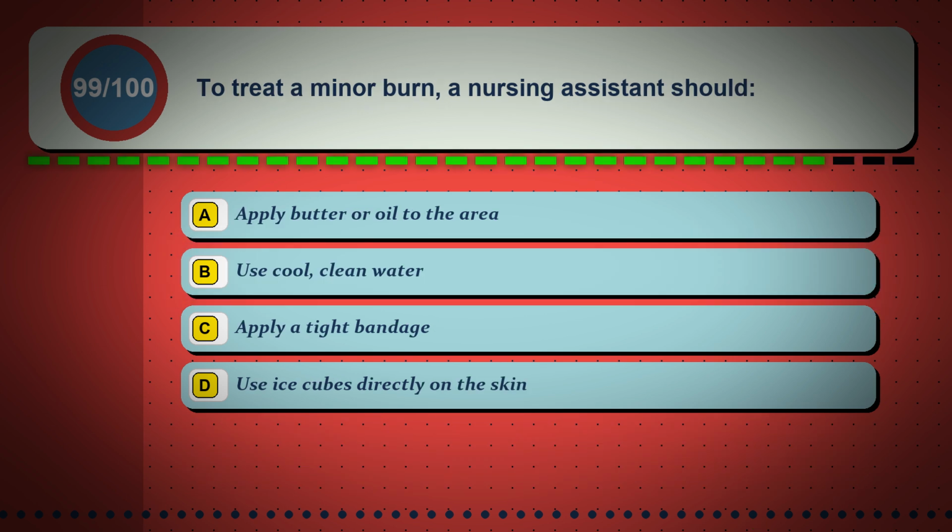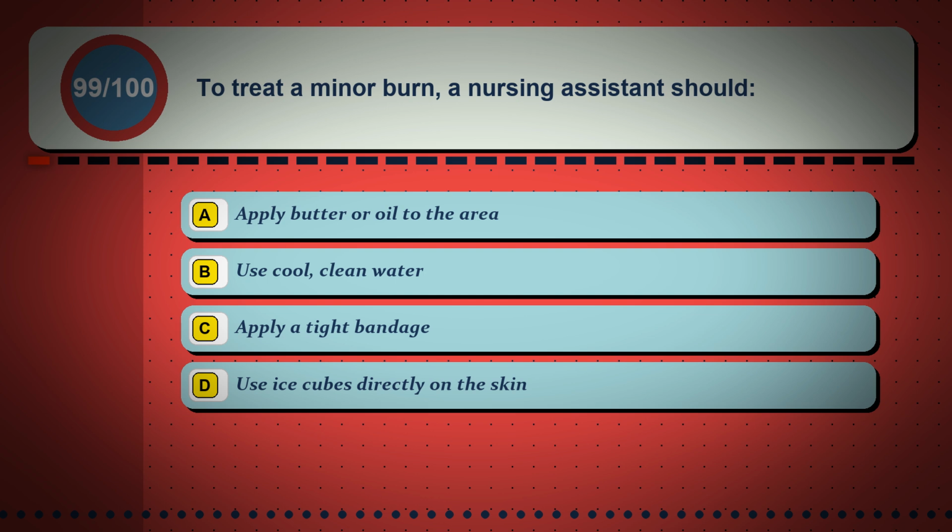Question 99. To treat a minor burn, a nursing assistant should: Option A. Apply butter or oil to the area. Option B. Use cool, clean water. Option C. Apply a tight bandage. Option D. Use ice cubes directly on the skin.